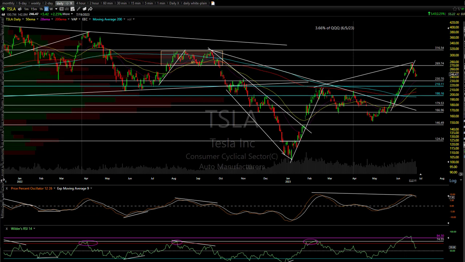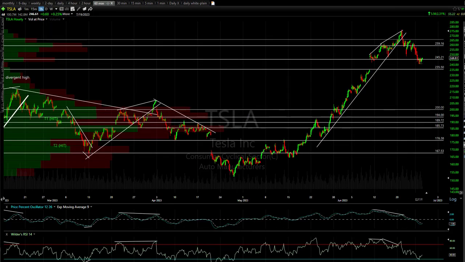Tesla, check mark there for the bear case. That one broke down. So we have about half of them, but not the other half. We need to see a little bit more. You can see it better on the 60-minute chart. It's that same uptrend line right here.